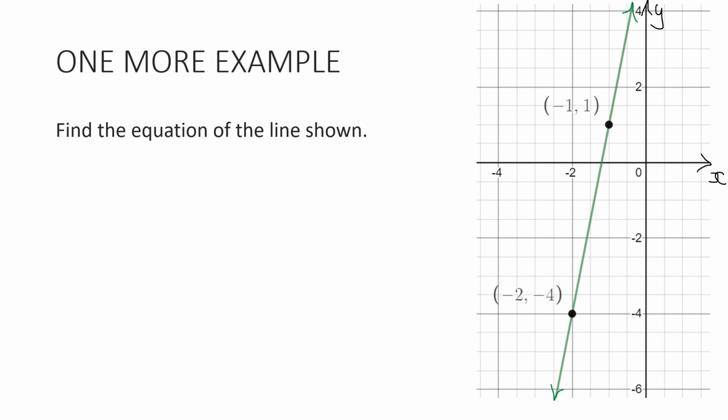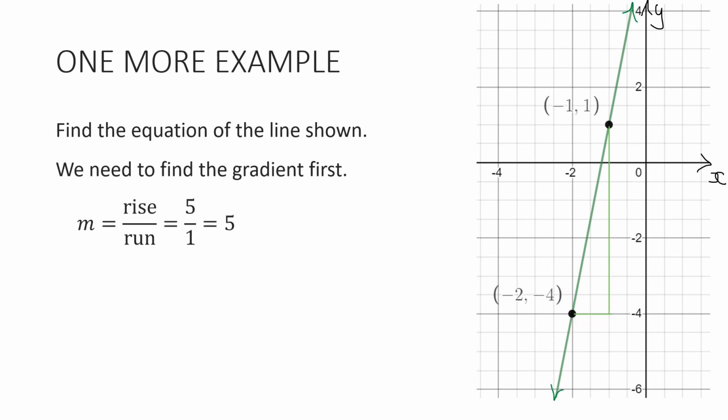2 ways we could work out the gradient. We could use the gradient formula, or we can just draw up the right angle triangle and do rise over run, which is what I'm going to do. So rise is 1, 2, 3, 4, 5, and the run is 1. So our gradient is 5 over 1, which is 5. Be careful using rise over run, because if your line is going down from left to right, it's negative, and you've got to explicitly put the negative in. But we're okay here because this is a positive gradient.